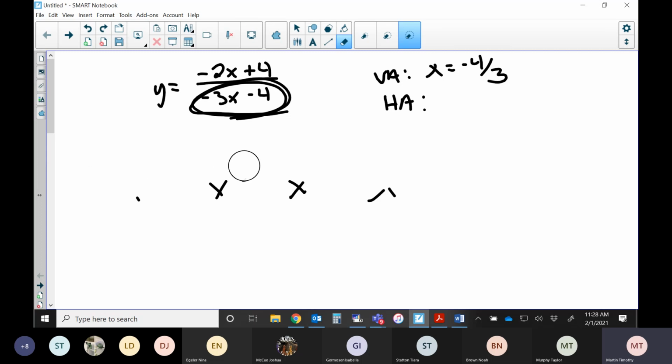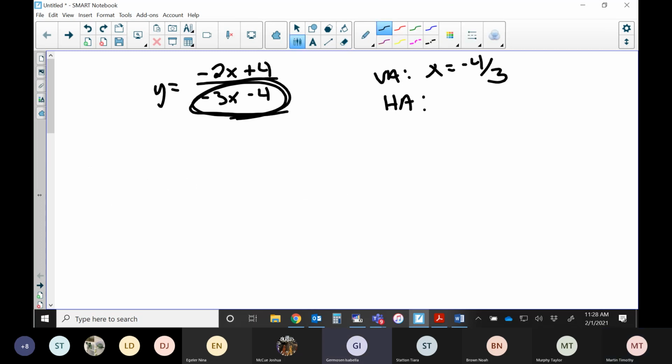So what is the power of the top? Do you see this right here? The power is that number up there. If there's nothing written, it's understood to be a 1. What is the power of the bottom? 1. And the rule for that is if they were the same, you take the leading coefficient, which is now the 2, right? Do you see how vocab is so important?